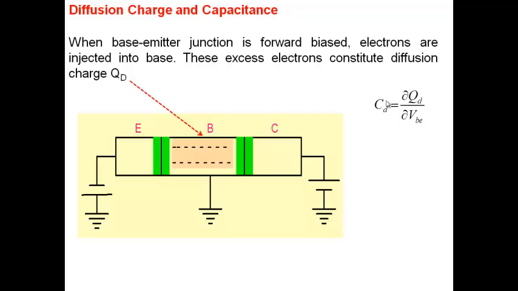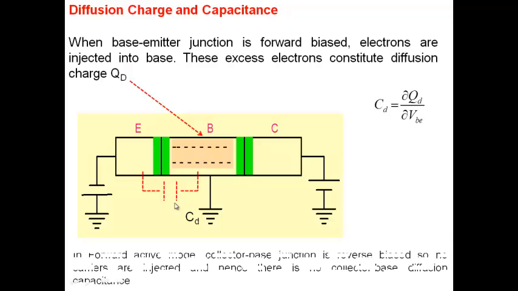And as I said, anytime you have a charge and it changes with base emitter voltage, you have a capacitance. So that's the source of this capacitance. This charge, excess electrons that have come from the emitter, are stored here. If I increase my base emitter voltage, more charge comes in. If I decrease it, less charge is there. Therefore I have a capacitance, and this capacitance is across the base emitter voltage, because the charge here increases or decreases as I change my base emitter voltage. So I call this the diffusion capacitance.